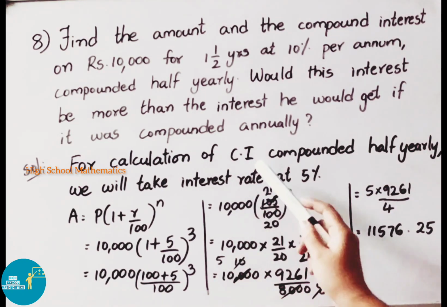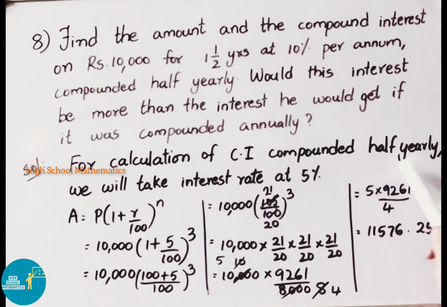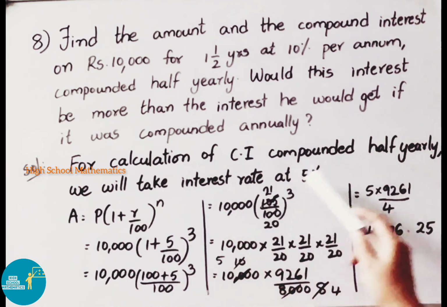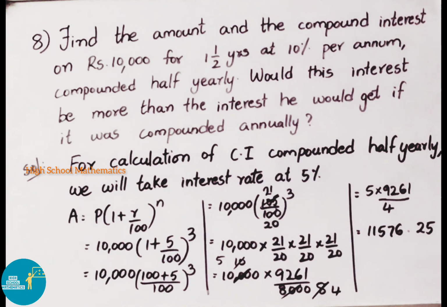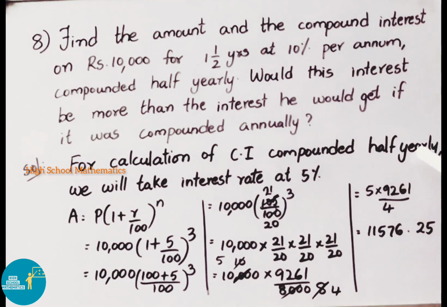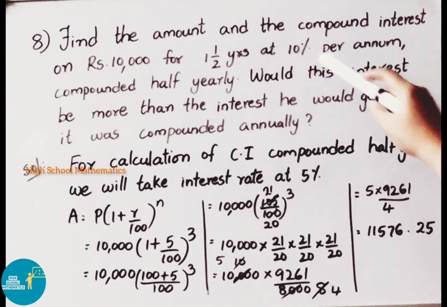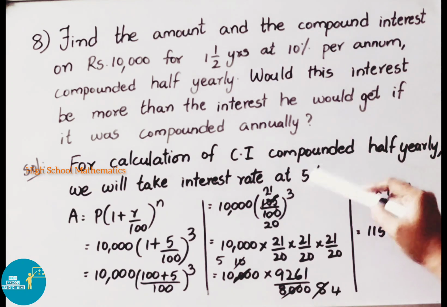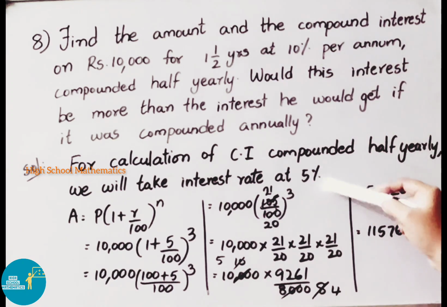For calculation of compound interest compounded half yearly, we will take the interest rate as half. Here in our question, rate of interest is 10%. But here compound interest we have to calculate half yearly. So we reduce this rate of interest to half. So 10 half is 5. So we have taken rate of interest here as 5%.